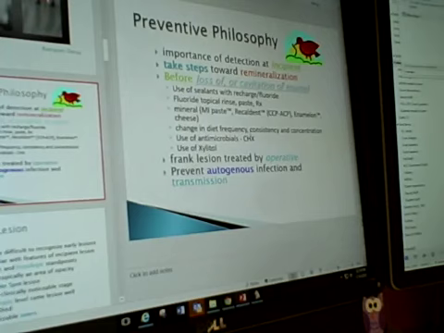So frank lesions are treated operatively, so they do a filling, and we want to make sure that we do not have that bacterial infection in the tooth, which is what tooth decay is. We don't want to take it from one tooth to another and transmit it. So we want to prevent an autogenous, which is from yourself, infection and transmission.